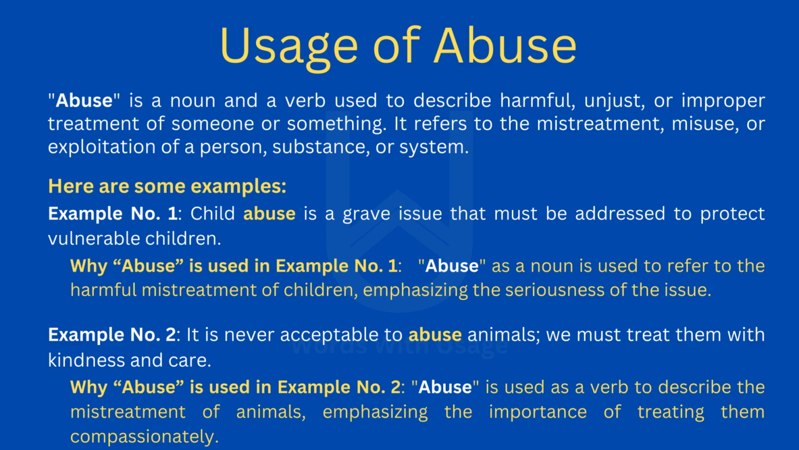Example number 2. It is never acceptable to abuse animals. We must treat them with kindness and care. Why abuse is used in example number 2. Abuse is used as a verb to describe the mistreatment of animals, emphasizing the importance of treating them compassionately.